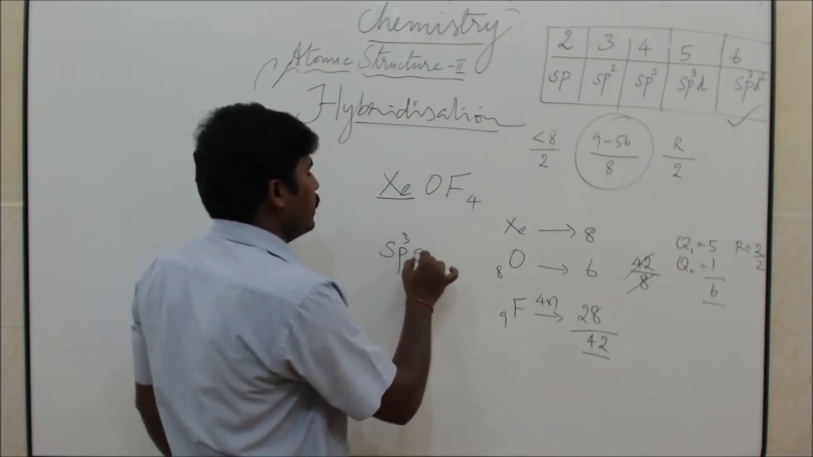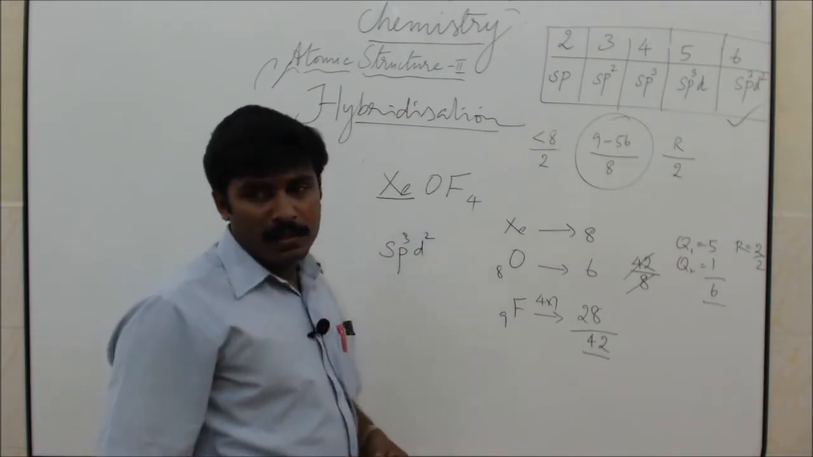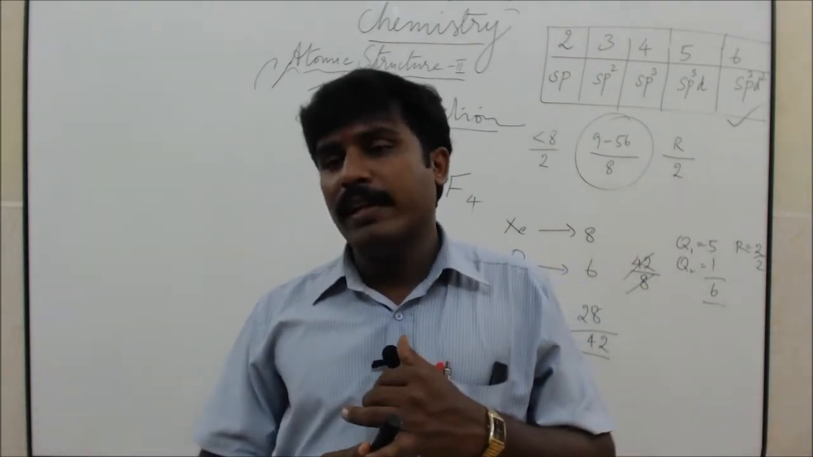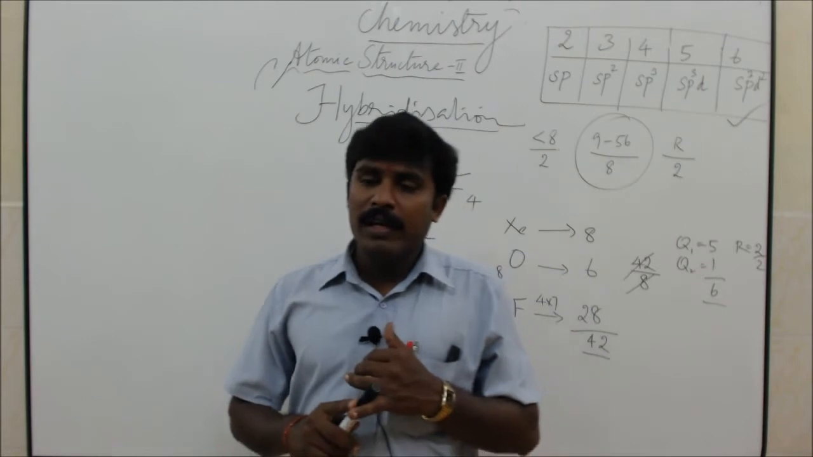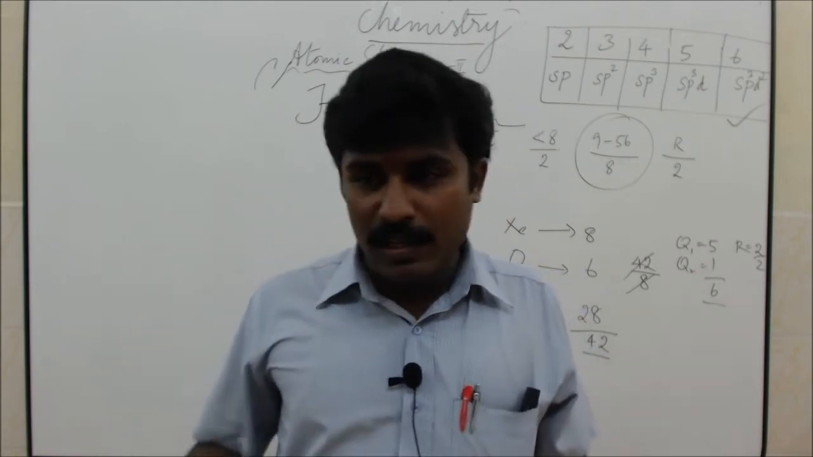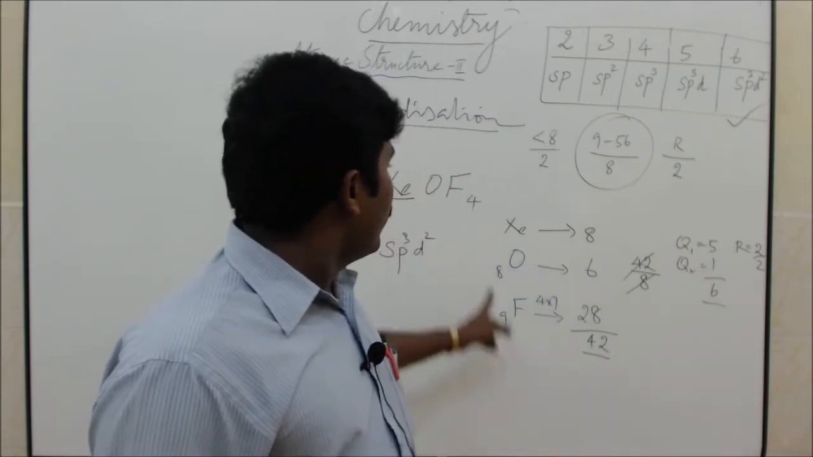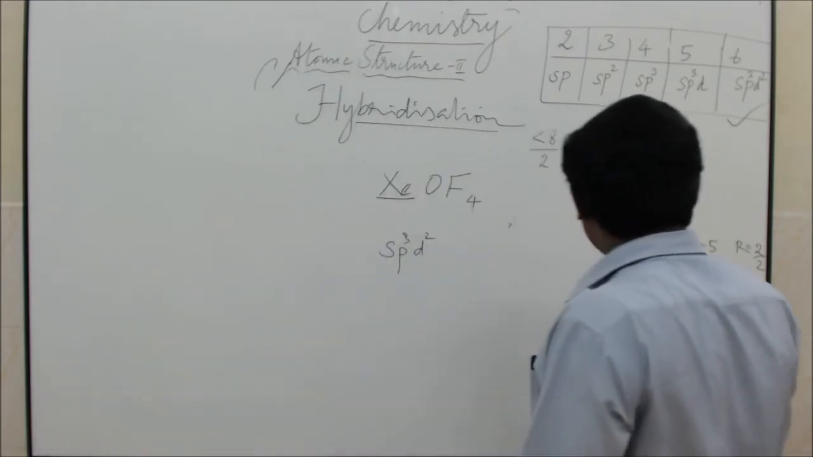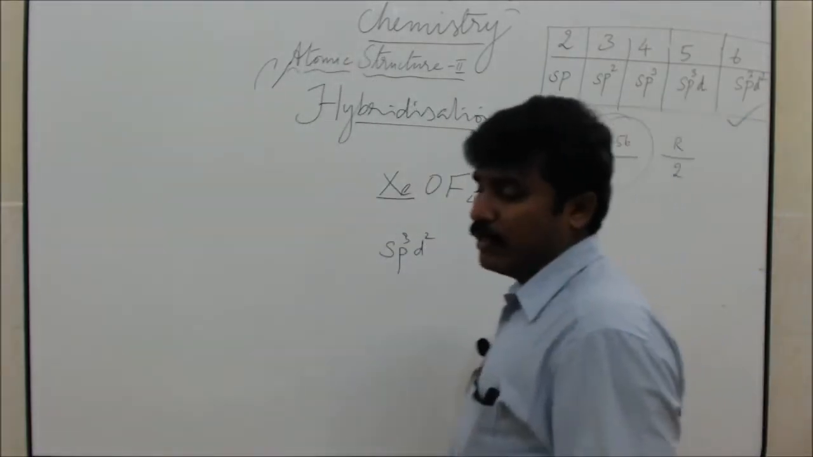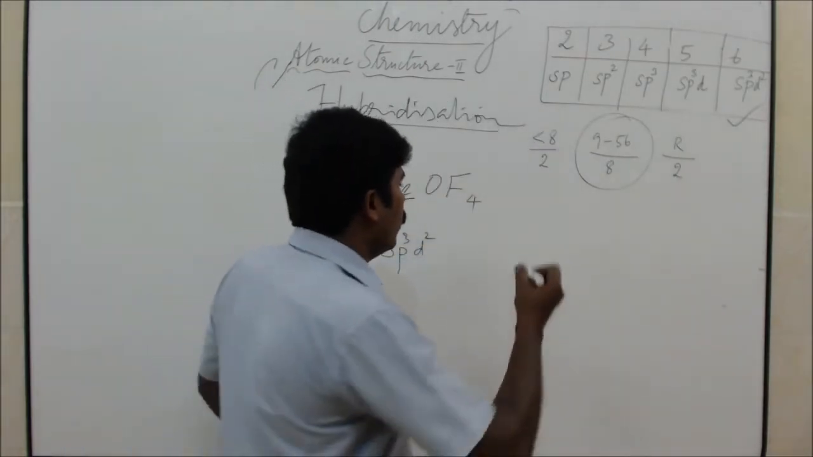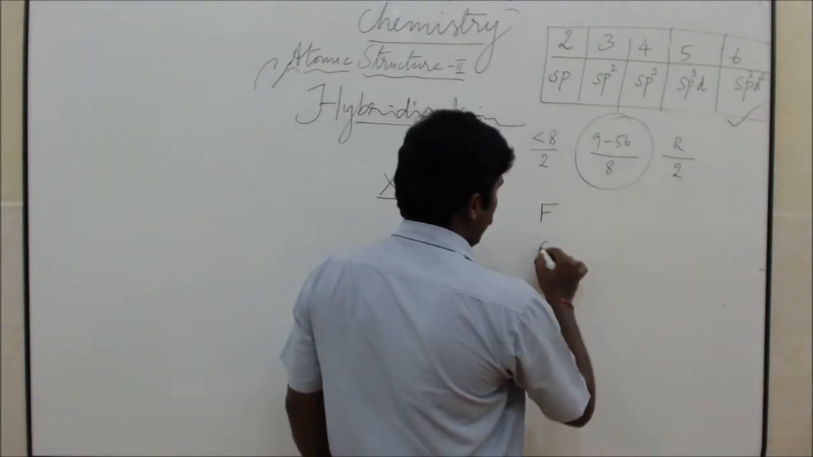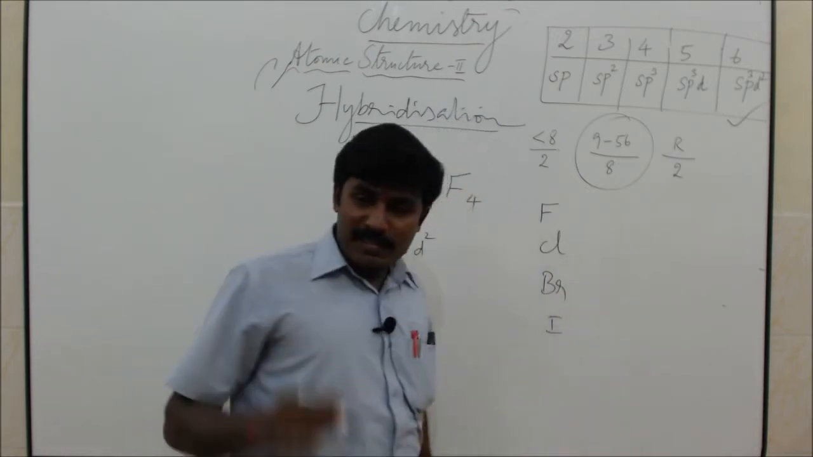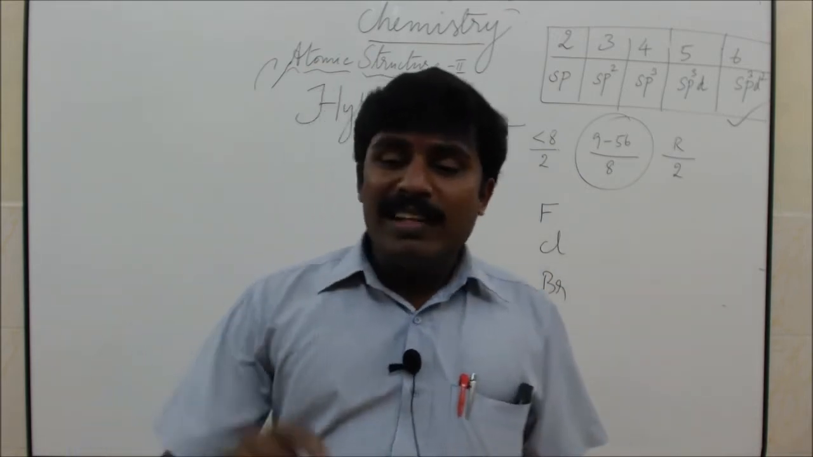So if you want to find this hybridization, first you have to memorize atomic numbers 1 to 30 very clearly. Then only you can find valence electrons easily. Then like this, all the halogens contain 7 electrons in the outermost shell. All the halogens means what? Fluorine, chlorine, bromine, iodine. Astatine is present in the 17th group, but that's not counted as a halogen.